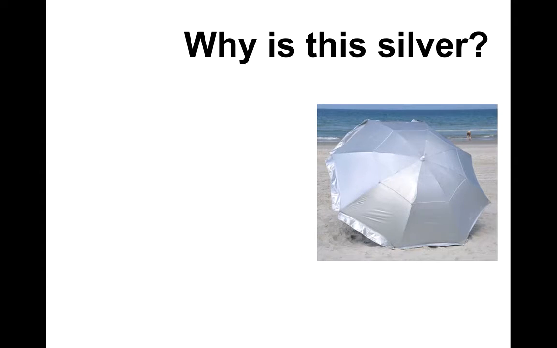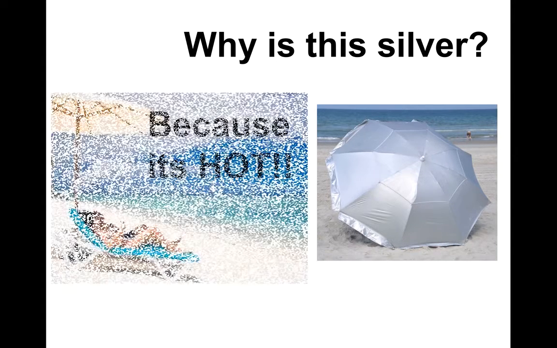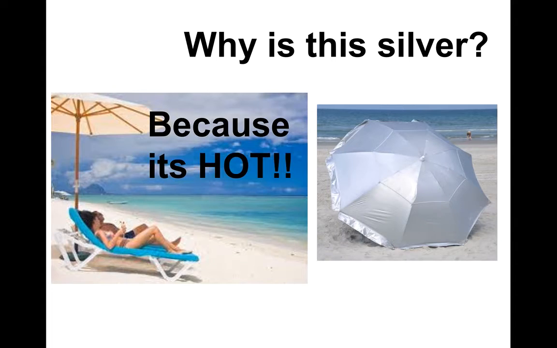Another product here, all right, it's a beach sort of umbrella. Why do you think this is silver? Well, that's because it's hot, and silver is a reflective color that will reflect some of the heat back. So again, that product has been designed with the environment that it's going to be used in, and that's why it's silver.